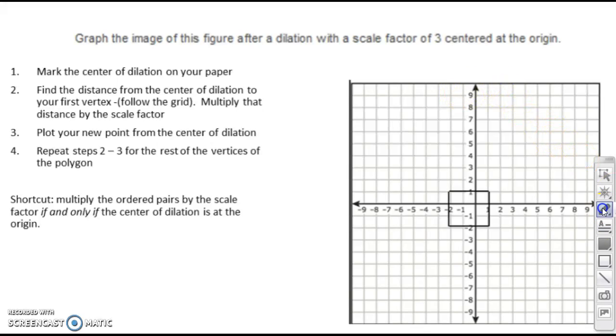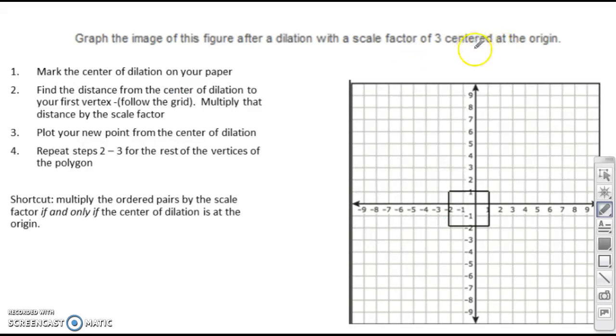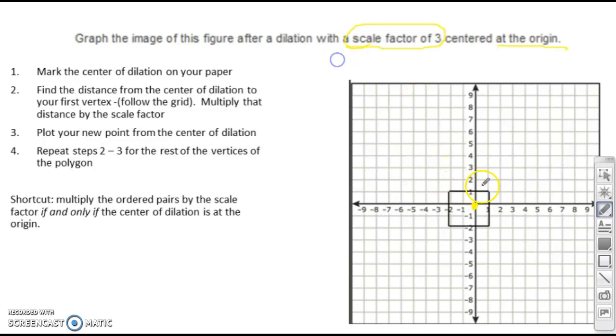Okay, so the first thing I'm going to do is graph my center of dilation. It says that I'm going to have a scale factor of 3 centered at the origin. So I'm going to put a point or a star to remind me that's the center of dilation. And then I'm going to pick a point. I'm going to pick this ordered pair. And I'm going to start from my center and follow the grid to get there. So I'm going to go up 1 and over 1 to get to that blue vertex. And I want to make that distance 3 times further.